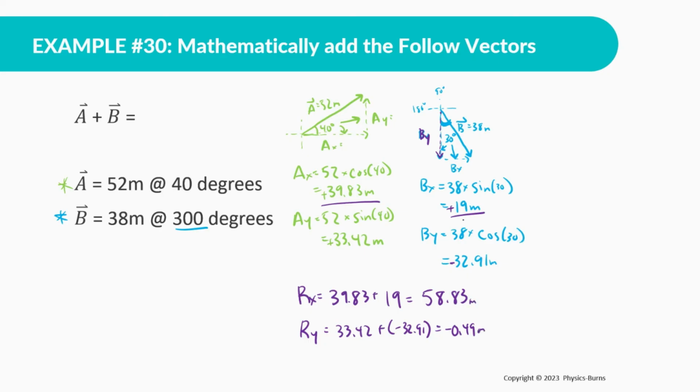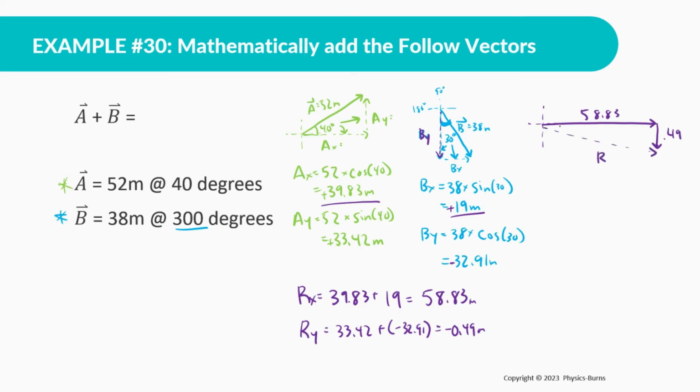All right, and now let's draw this out. What's going on here? So we first have 58.83, and then just 0.49. This is not proportional at all, but I'm just trying to make it obvious.